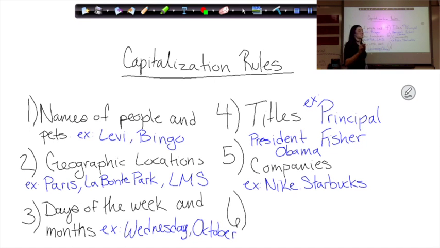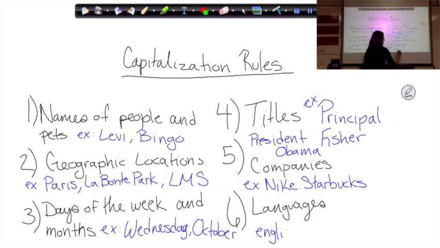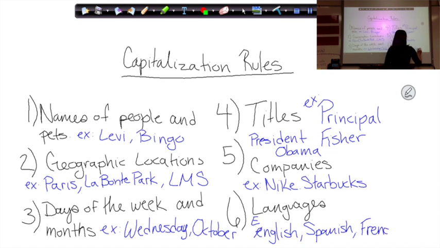Okay, last one. The last one we're going to talk about are languages. You've probably noticed in class, I never write English like this. That's because what language? The specific language is English. It's a proper noun. So we have to cross that out. That becomes a capital E because it's the specific language we're talking about. Same with Spanish, French, or any other language you're talking about.